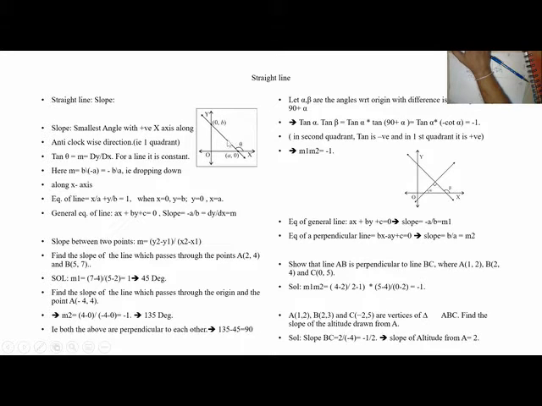So in the first quadrant, all are positive. If this is the slope, sin theta is y by z, both are positive, and cos theta is also x by z, both are positive. So in the first quadrant, sin theta, cos theta, tan theta all are positive. But if it comes into the second quadrant, x is negative, so cos theta is negative. So when cos theta is negative, automatically tan theta and cot theta will be negative.